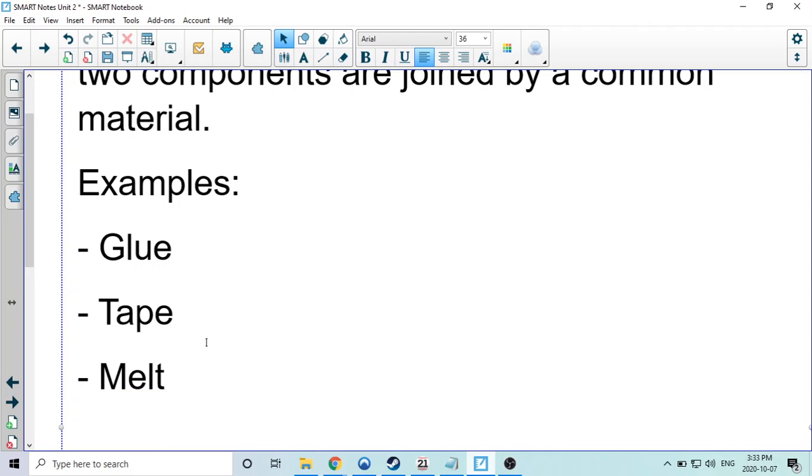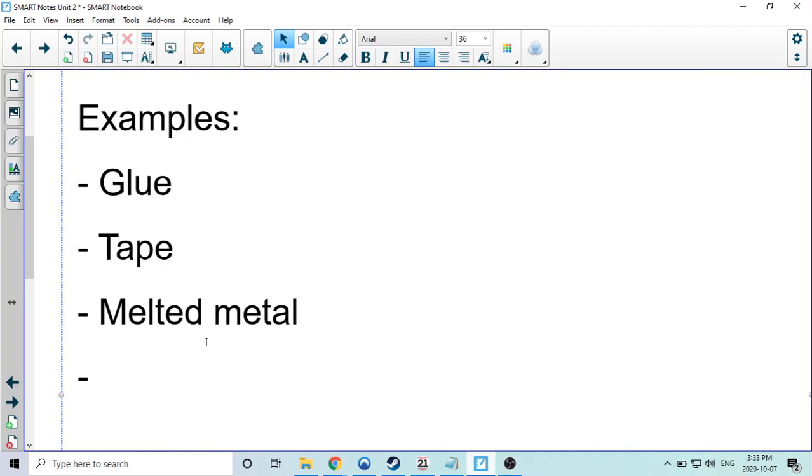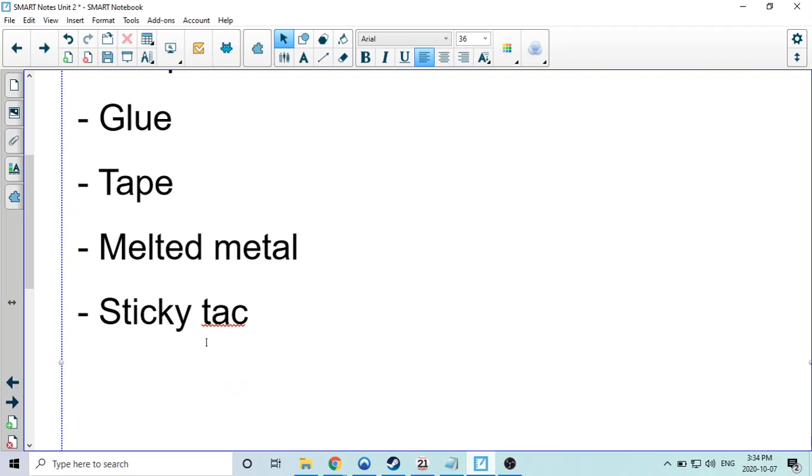Melted metal, right? You'll often see that in welding. Glue, tape, melted metal. What else have you got? The sticky tack, right? Anything like that where you've got a foreign material stuck between two components that you want to stick together. Okay?